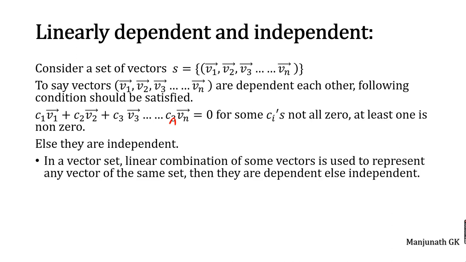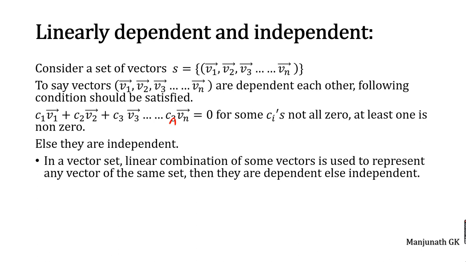So in a vector set, if a linear combination of some vectors is used to represent any vector of the same set, then they are dependent, else independent. One more definition for linearly dependent vectors: if any one of the vectors is used to represent another vector, then those two vectors are dependent on each other.